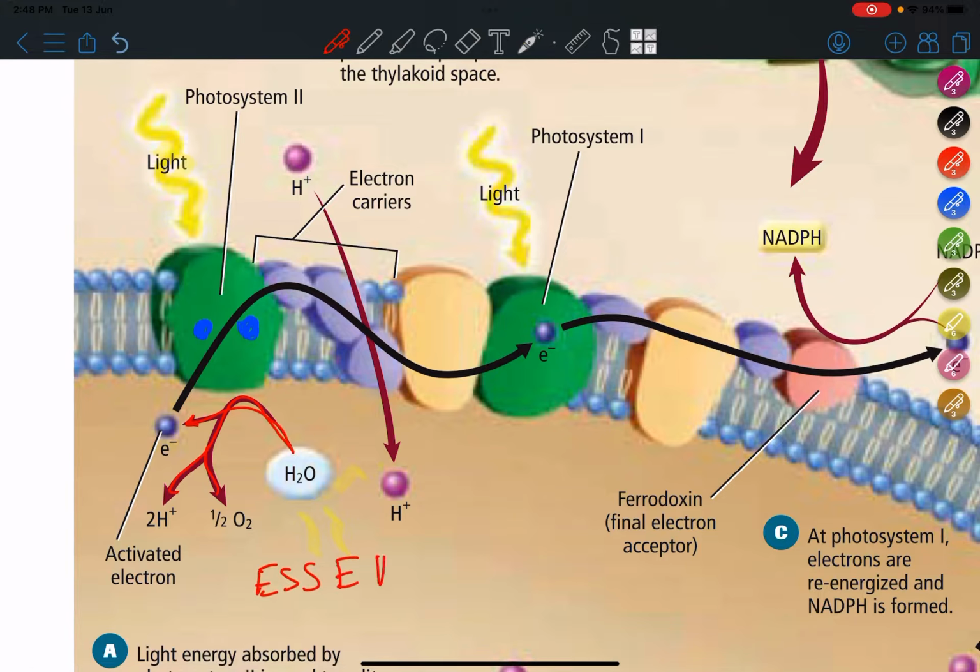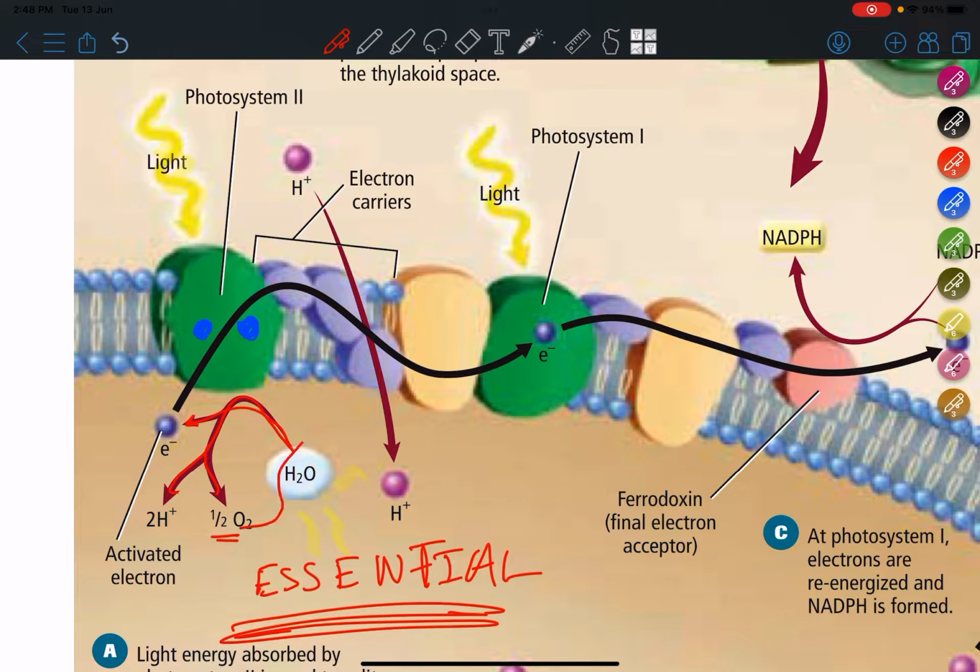And this breakdown of water is essential. Once we have a breakdown of water, you're going to have an oxygen molecule be released out, and you'll have 2 H+ or 2 protons released into the thylakoid space, and 1 electron as a result of that, or an activated electron. Now, we said the excited electrons in photosystem 2 will leave, right? They'll leave photosystem 2. Who will take their place? The electron that we got from the water splitting.